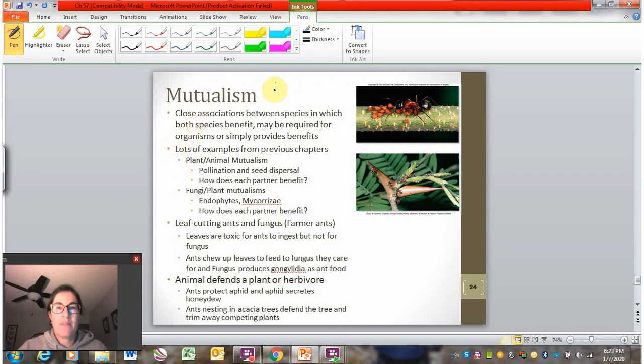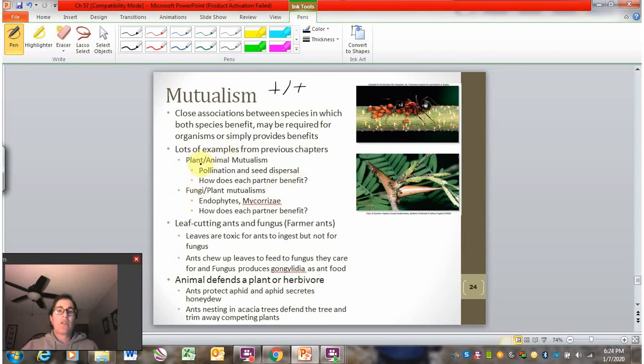Mutualisms are plus-plus relationships where both partners benefit. In some cases, this may actually be such an important benefit that the organism has to exist that way. In other cases, it might just be something that's a benefit, but they don't have to have. We've looked at other examples in previous parts of the semester.